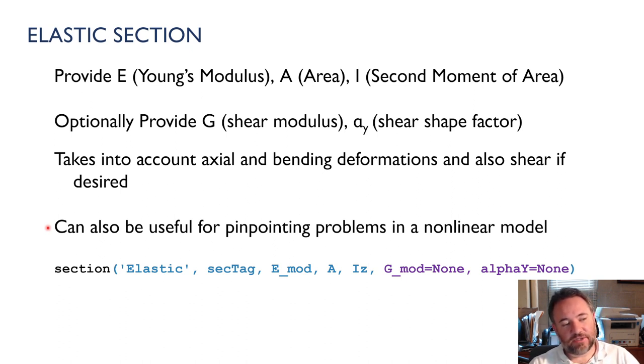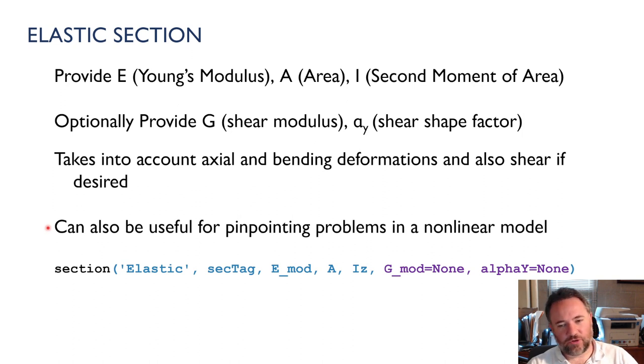Then one thing I could do is temporarily replace my sections with elastic sections. If I have elastic sections, I know that they're going to behave well. They won't have stability problems, probably. So I can use that elastic section to debug my model. If I change all my regular nonlinear sections to elastic sections, and that fixes the problem and my model is able to run, then I know where the problem is, at least, right? And then I can pinpoint more specifically what's happening.